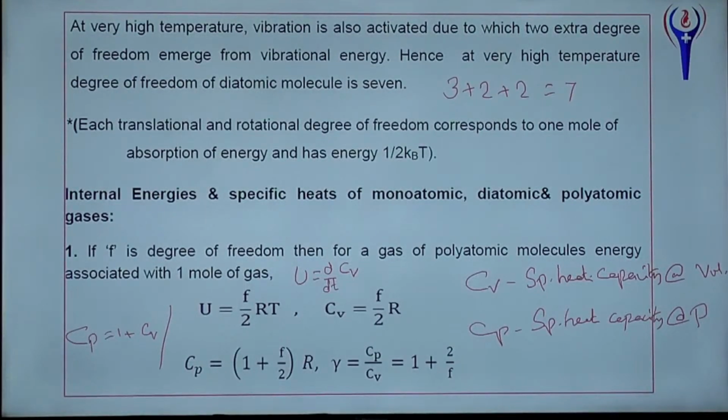And here gamma is nothing but, what is gamma? Gamma is the ratio between the specific heat capacity at constant pressure and constant volume, equal to 1 plus 2 by F. Gamma is the ratio between specific heat capacity at constant pressure and constant volume. Okay. Noted?